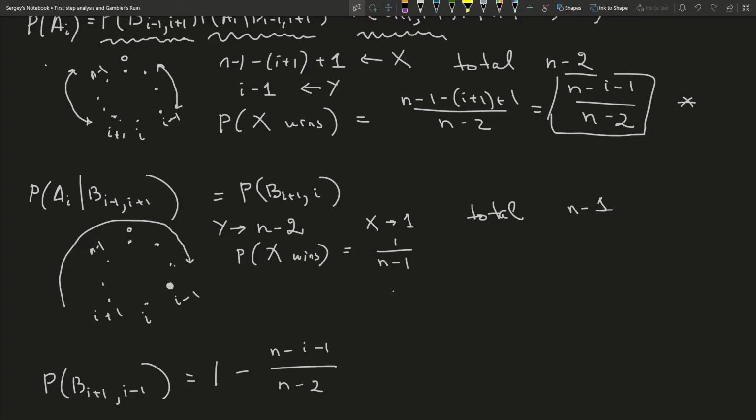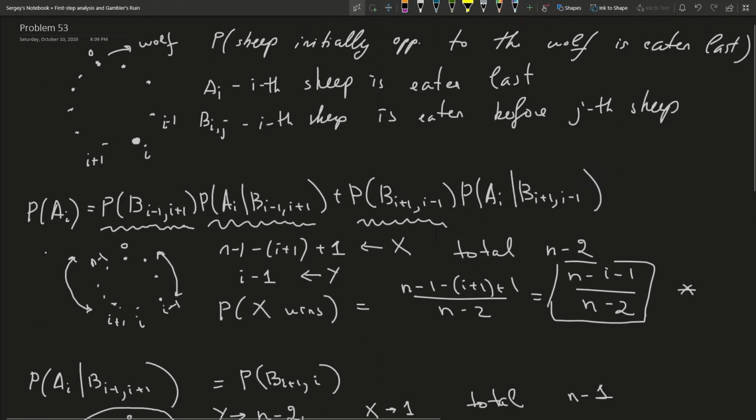Because there are only two cases. Either i plus 1 gets eaten before i minus 1, or i minus 1 gets eaten before i plus 1. And since we know the probability of i minus 1 getting eaten before i plus 1, the probability of i plus 1 getting eaten before i minus 1 is just 1 minus that result. And so what we get here is i minus 1 over n minus 2.